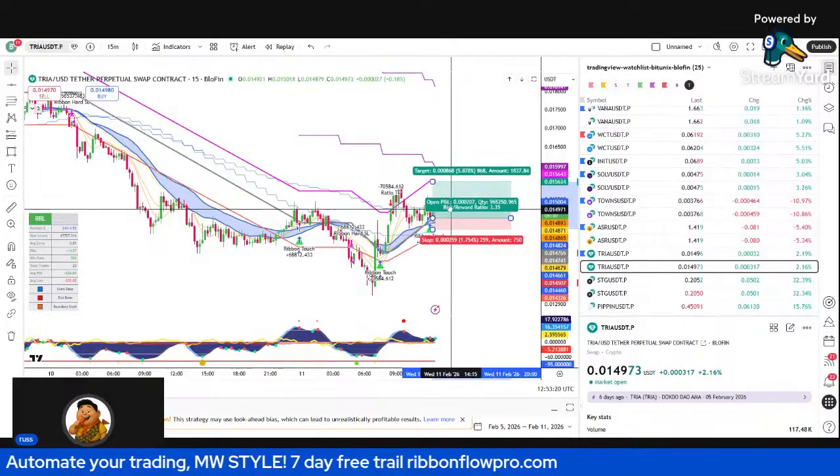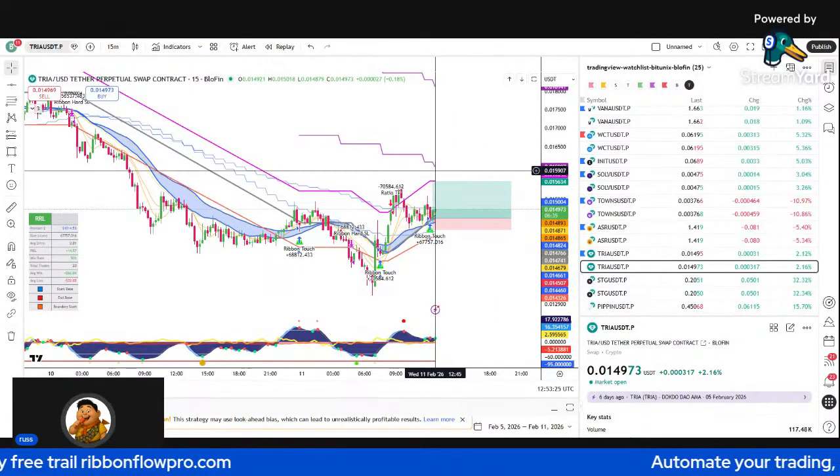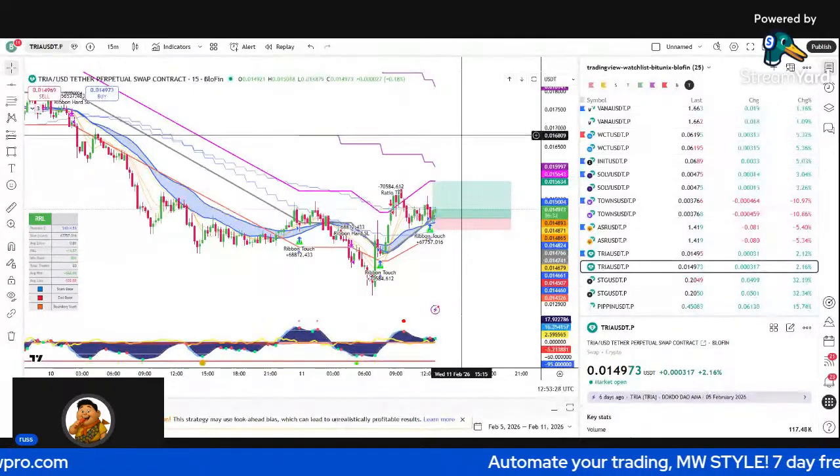The next target is here. This would be the entry if we had the bot running. You can see stop loss, take profit. Fucking hell, this bot is so good.